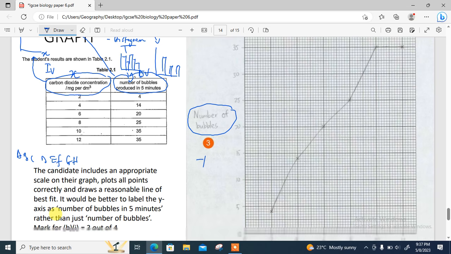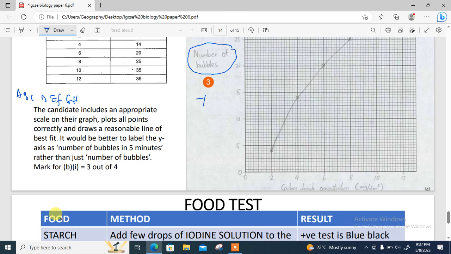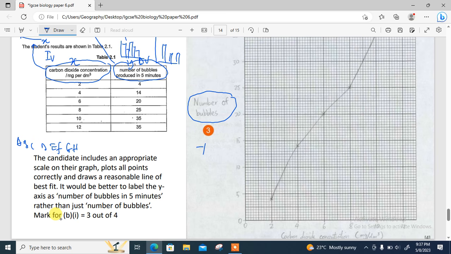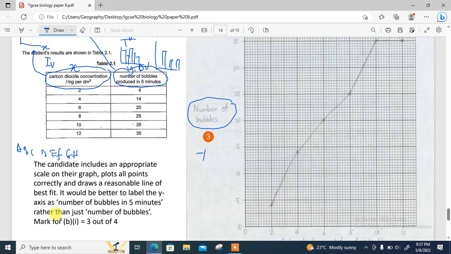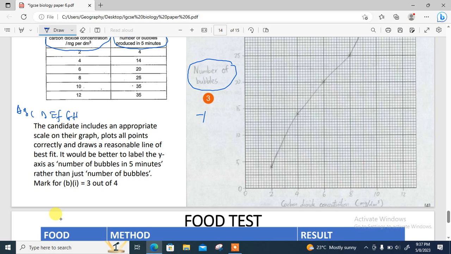While on his x-axis, he was able to copy everything that was here and he included it here. But the 2 is needed for you to get your 1 mark. However, the scale was properly used for both the x and y, and everything was plotted properly. Now, if you check this, this is more like the examiner's comment. He said the candidates include all appropriate scales on their graph, plot all points correctly, and draw a reasonable line of best fit. Now, when drawing this line, make sure there are no cut intervals.